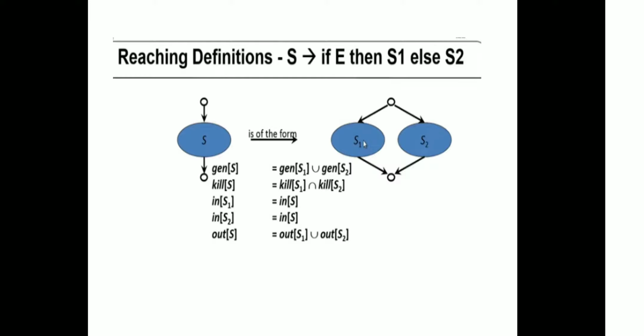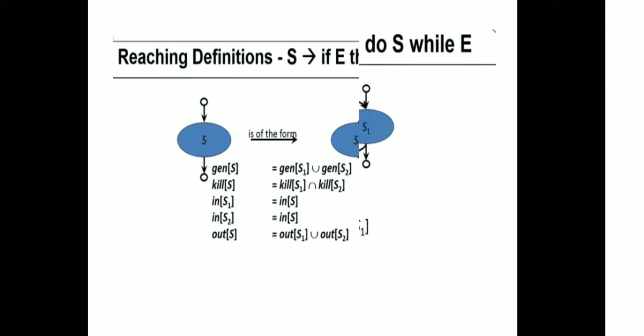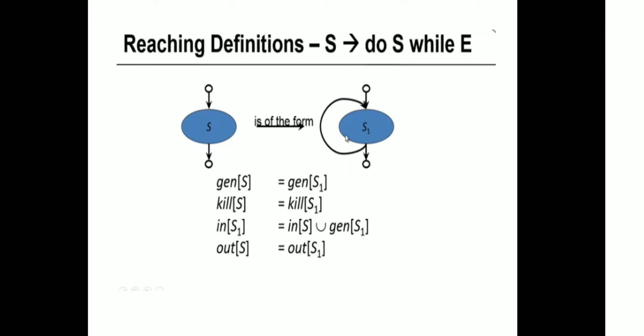Okay, so I hope you have understood this. In an exam we can take any example, and with the help of that example we can understand these terminologies. Then do-while loops. A do-while loop is like this: do, execute the statement the first time, check the condition, again execute. Okay, likewise, gen of S is gen of S1.